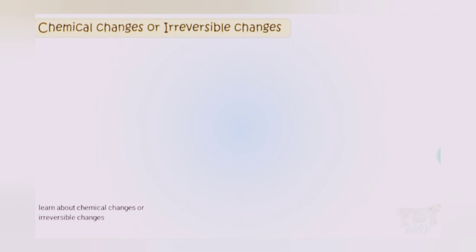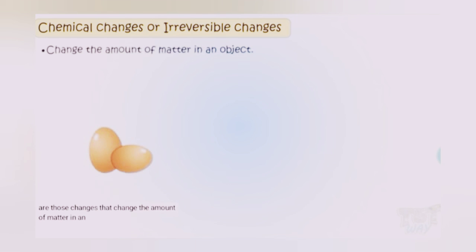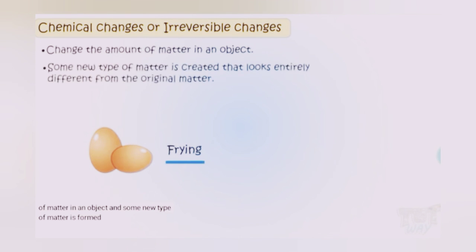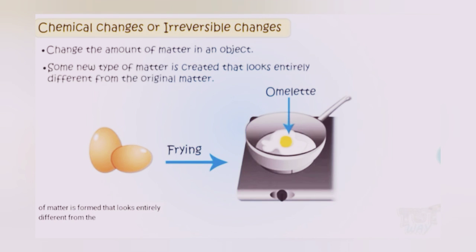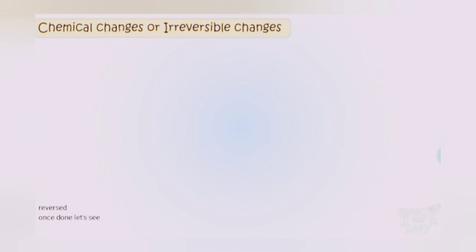Chemical changes or irreversible changes. Chemical changes are those changes that change the amount of matter in an object and some new type of matter is formed that looks entirely different from the original matter and are irreversible. That is, cannot be reversed once done. Let's see some examples.